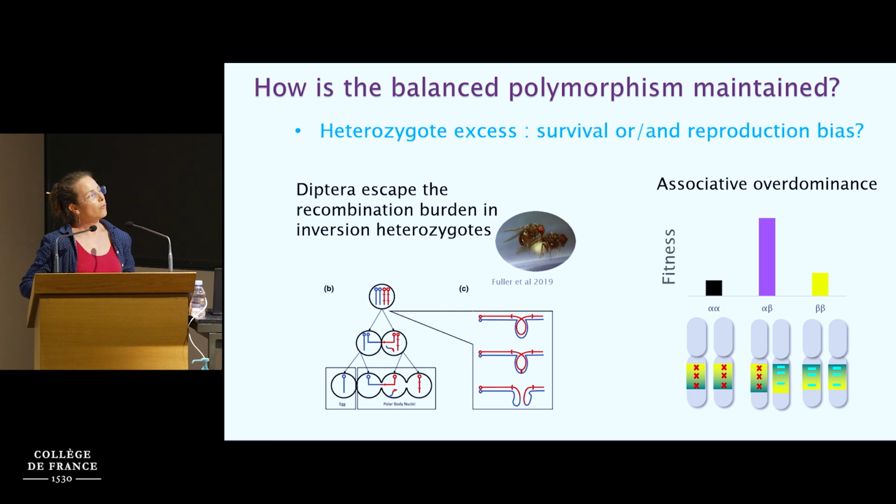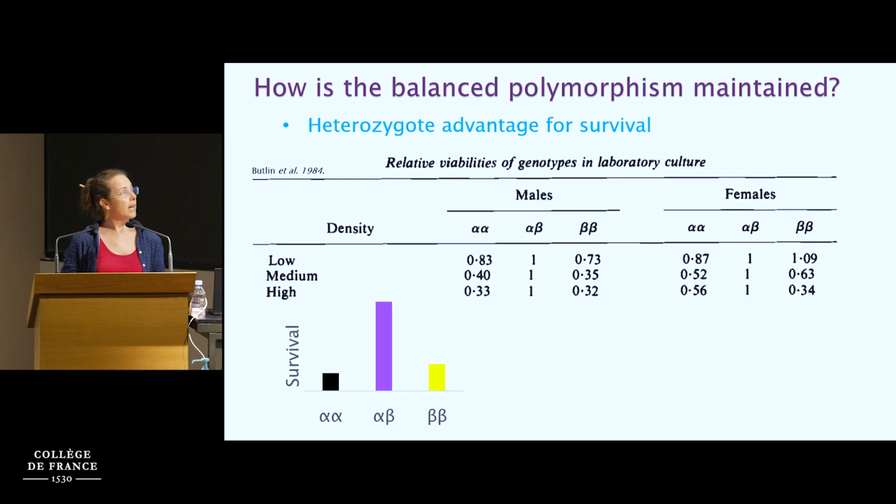And this is because these 2 arrangements do not recombine, they accumulate different deleterious elements. And in the heterozygotes, because this is not the same deleterious element, they are compensated, which is called associative overdominance. And it's quite typical for this kind of big inversions. And it's exactly what we see in this species, and this has been described by Roger Butlin in the 80s.